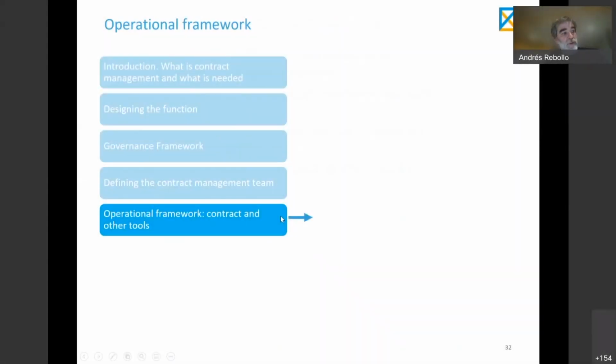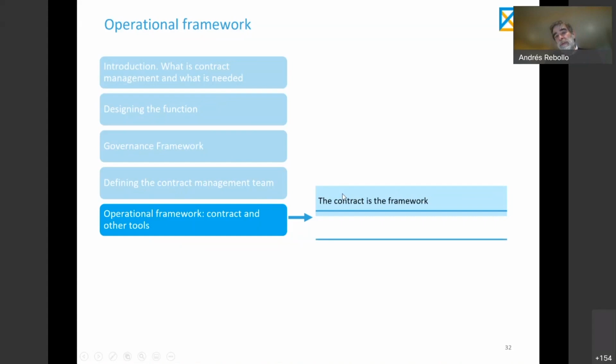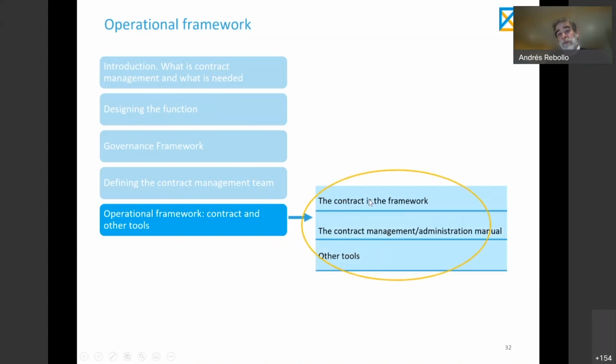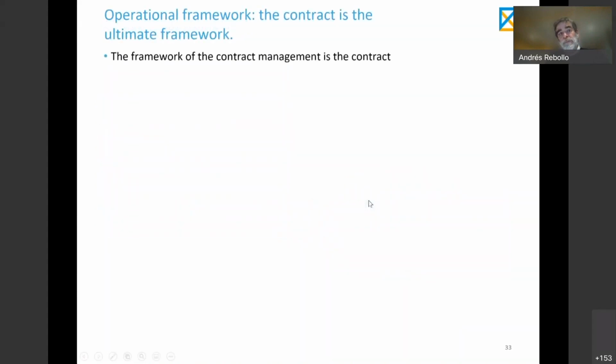And the operational framework. This is the last point of this session about establishing the function. The operational framework: we talk about the contract, which is the cornerstone piece of the operational framework, and other tools. We will discuss how the contract is the framework for managing the contract. But then we will talk about the role of the manual and about other tools.